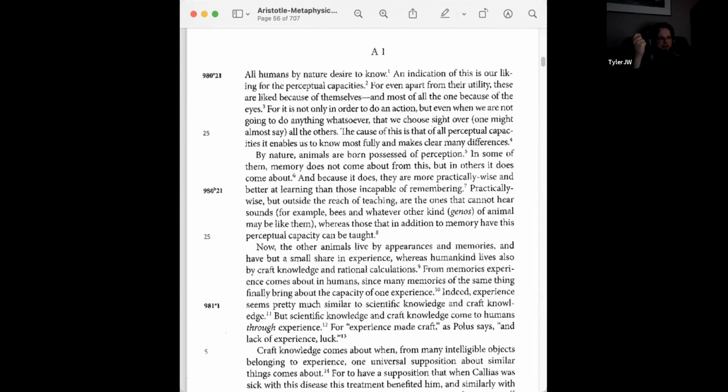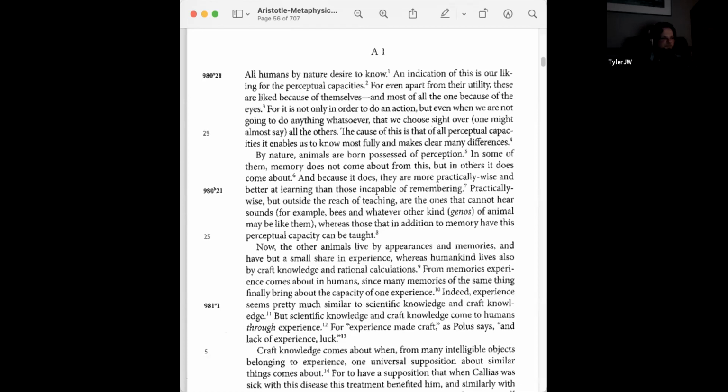And so he says here, many memories of the same thing finally bring out the capacity of one experience. So something in the content of the human life has to be recognized as being the same throughout many different appearances and memories. And that sameness is going to be what allows, or part of what allows, scientific and craft knowledge.